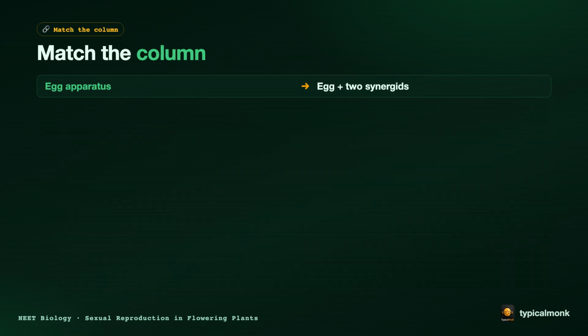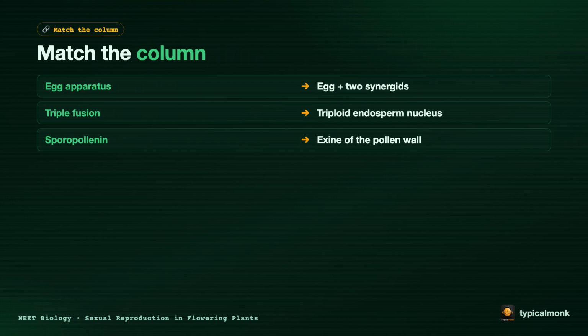Now, the second drill, match the column. Make the correct pairing. Egg apparatus, the egg and two synergids. Triple fusion, the triploid endosperm nucleus. Sporopollenin, the outer coat of the pollen. And the functional megaspore, the embryo sac.